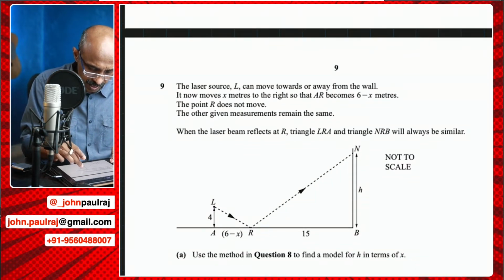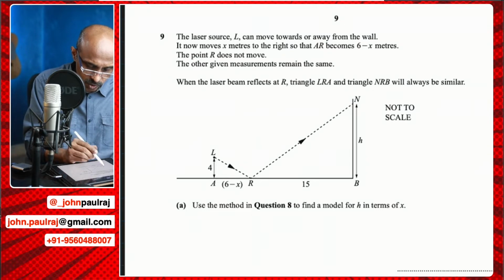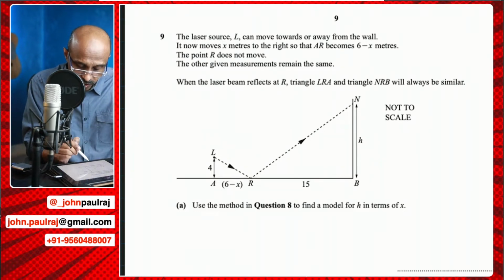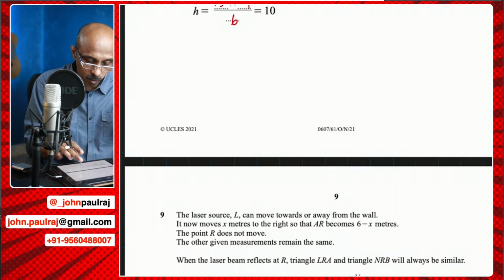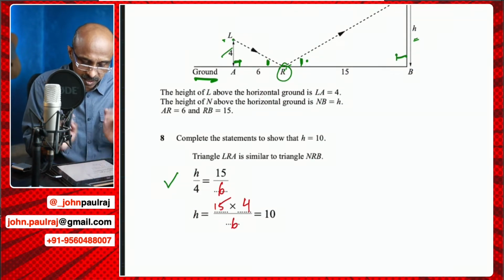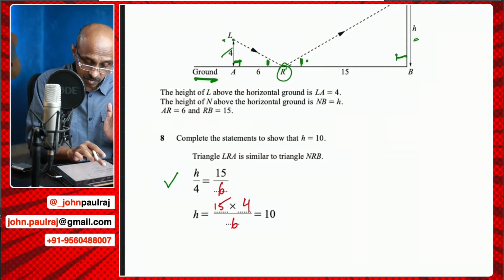Next question, number 9. The laser source L can move towards or away from the wall. In the diagram it shows it moving towards the wall, but the question says that it can move either towards or away from the wall. It now moves X meters to the right from where it was. It was 6 meters away from that original point.